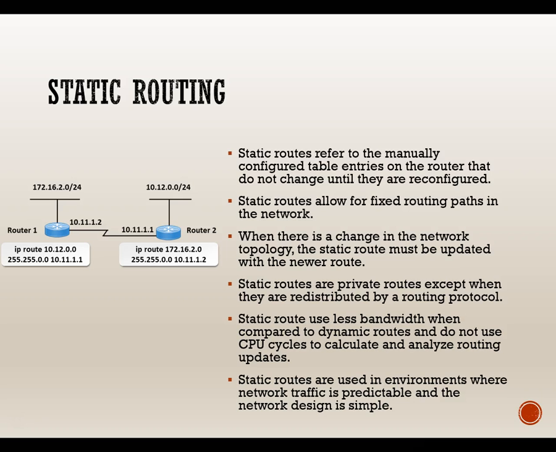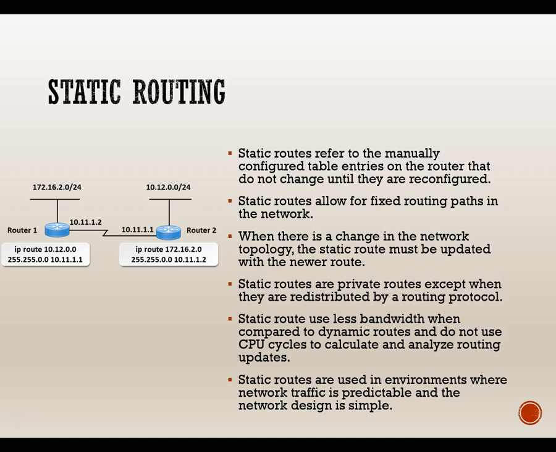Now a little bit about static and dynamic. Static routes are the ones where we manually configure the route table. The static routes allow for fixed routing paths in the network, and you only want to use static routes in a small network. When there's a change in the network, we've got to go back and change the route tables. Private routes, except when they're redistributed. And redistributed is when I tell a protocol to advertise.